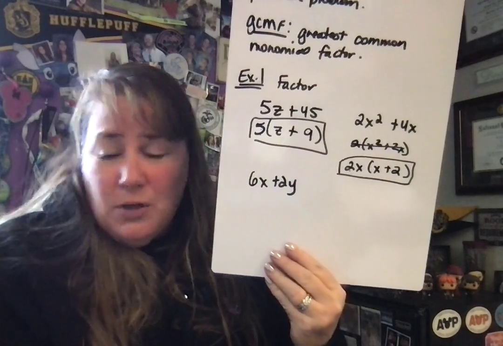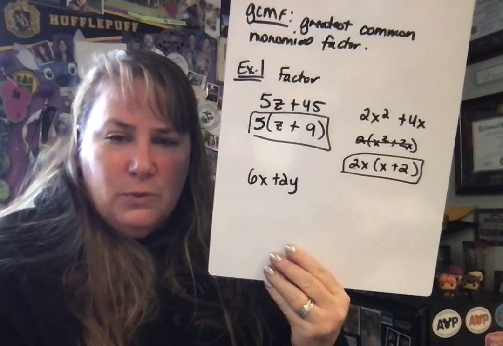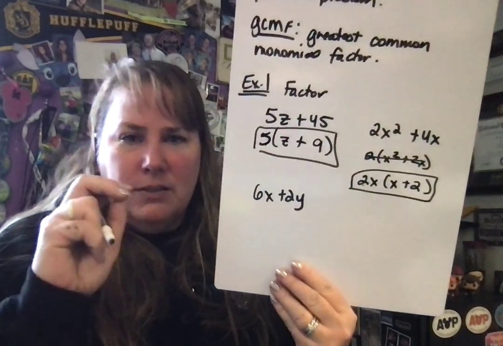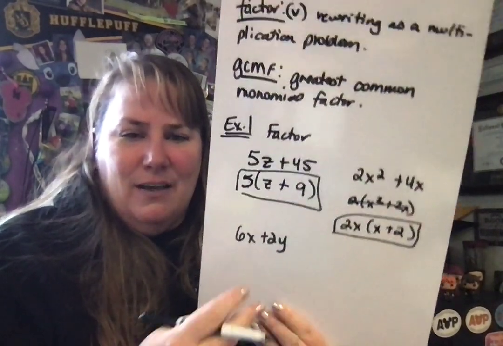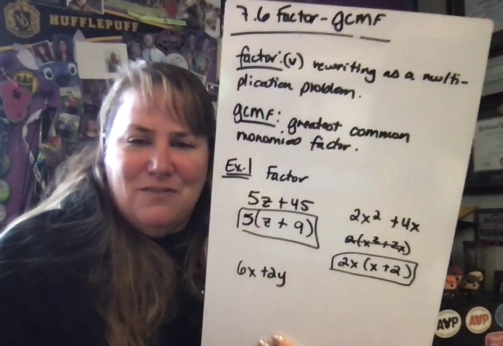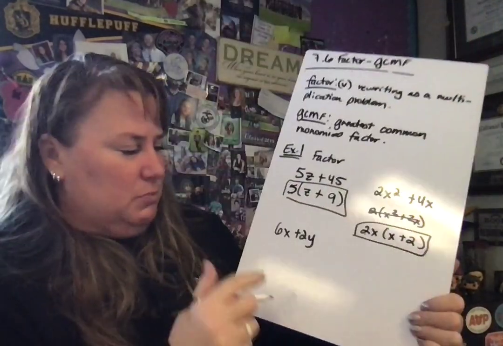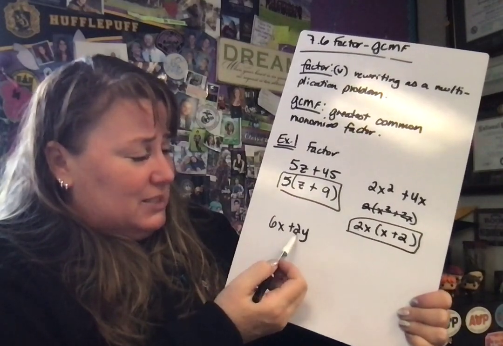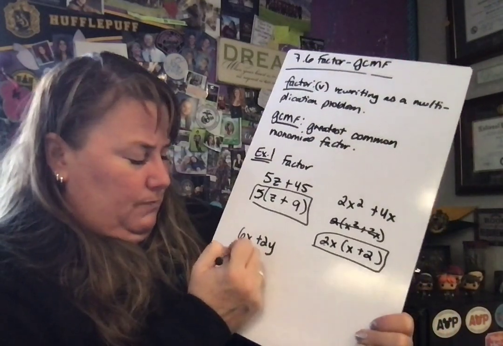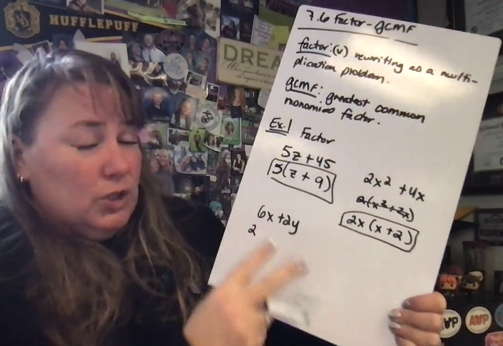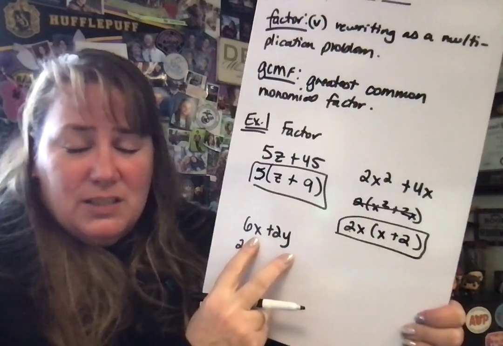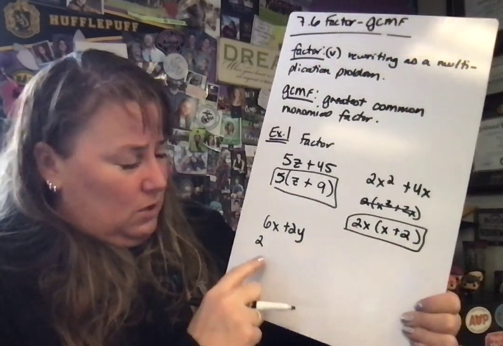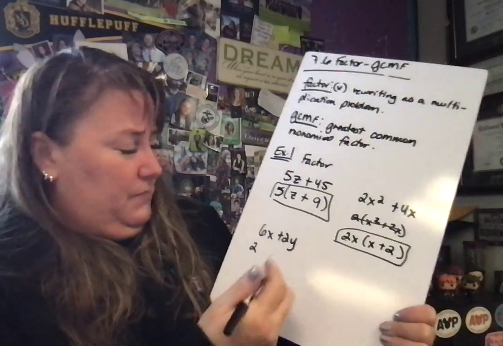And I am going to do a problem that's pretty big. So next one, 6x plus 2y. Remember, you're writing it as a product of two factors. Rewriting it as a multiplication problem. Okay, so let's think about the numbers first. What's the highest number that can come out of 6 and 2? That's 2. Okay. Now, look at the variable part. Does 6x and 2y share a common variable? No, they don't. So 2 is going to be your greatest common factor.